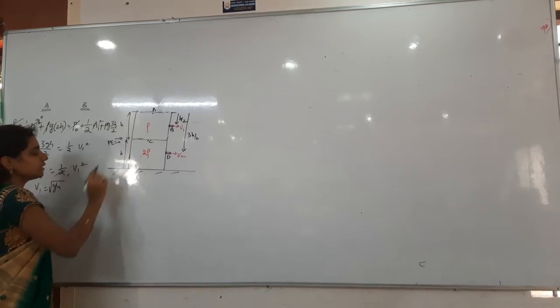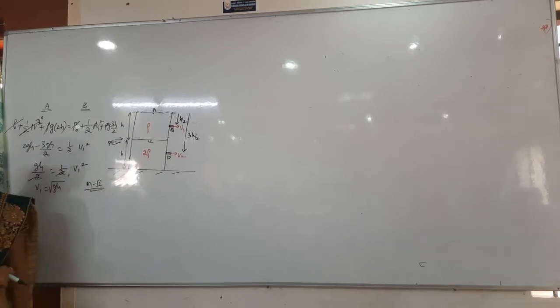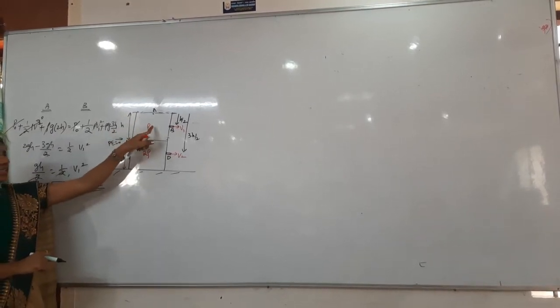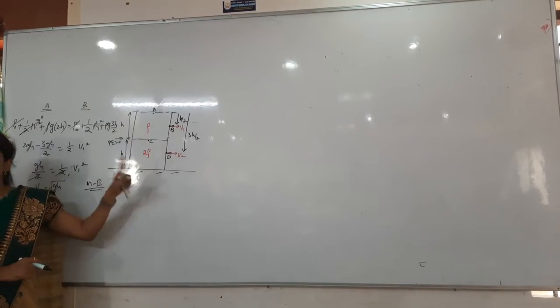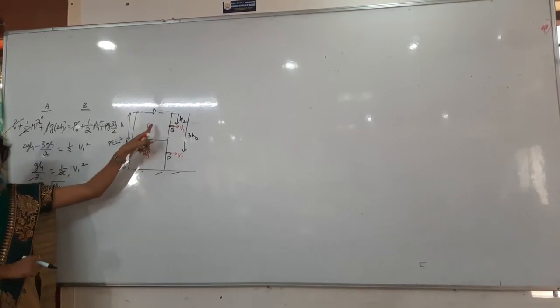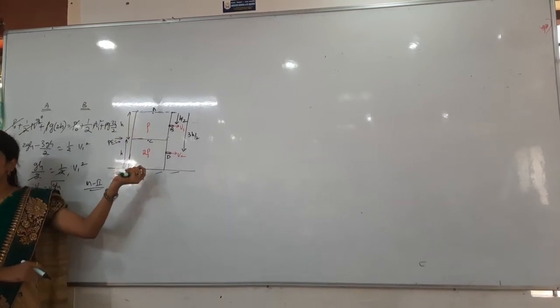In method 2, I can get it again. I will take it as the 0 potential energy level. Why? Because this liquid is not depending on this one. Completely this one is separate and this one is separate. But 2 rho is depending on rho. Why? Because on 2 rho, the weight of the rho is acting here. You are understanding or not?